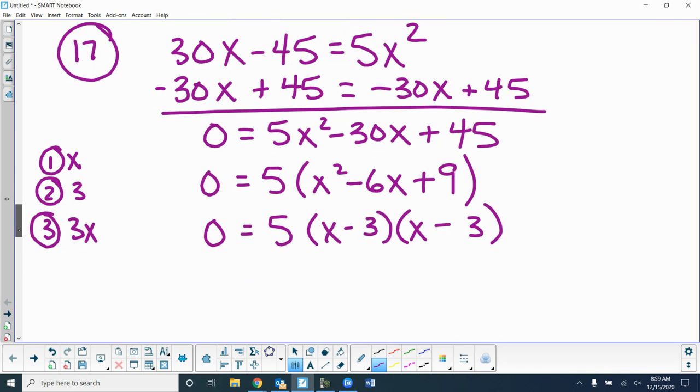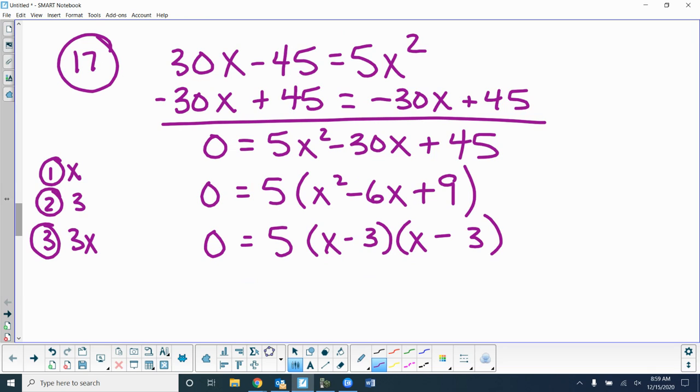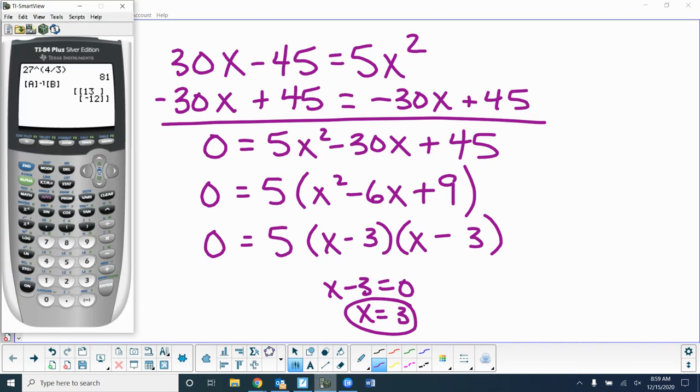So since they're the same factor, can you say 5 equals 0? No. So all I'm going to say is x minus 3 equals 0. When you add 3, you get x is 3. There's only one answer. If you wanted to, you could put it in your calculator and see that it bounces off at 3. Watch. 5x squared minus 30x plus 45. It bounced off right at 3. So if you want to do it that way, good.